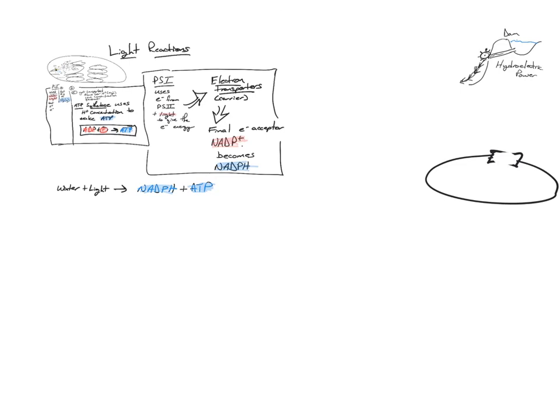Now we talk about where all this ATP and NADPH is going. So we made this NADPH. We made this ATP. Why? What's it for? What was the purpose of photosynthesis? What does photosynthesis make? Sugar. It makes sugar. So far in this list of products, we have not made any sugar. And this is all requiring light, isn't it?